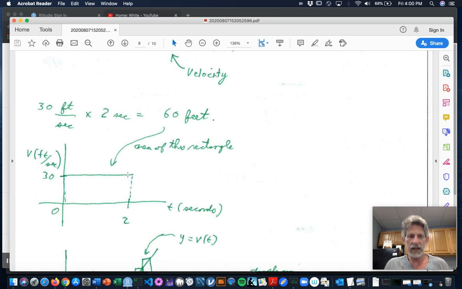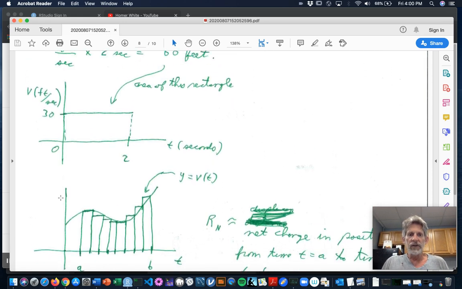So this horizontal line that I'm moving my cursor over here, that horizontal line is the graph of my velocity as a function of time, okay? And that rectangle there is what's under the graph. The area under the graph is, look at it, 2 times 30, base times height, 60 feet. The area under the velocity function gives the distance traveled.